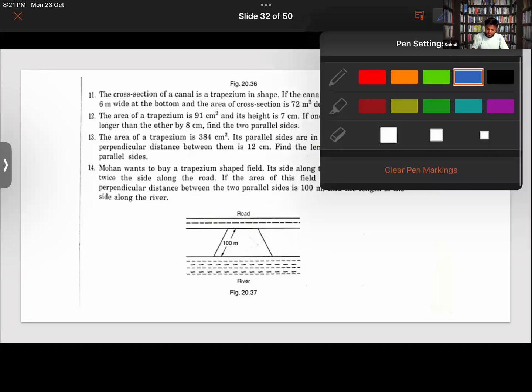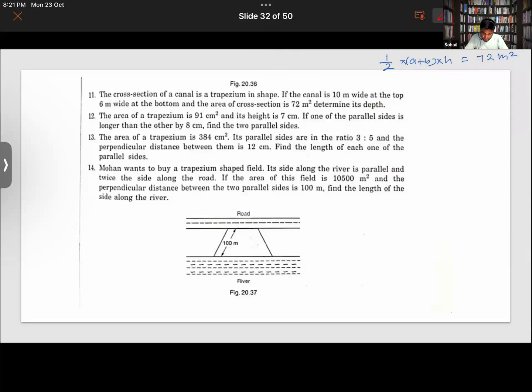Then put in all the values given in the question. The answer is 9 meter for question number 11. So Ahmed, you also look at this: half into (a plus b), so 10 plus 6, that is 16, into h equals 72. Right, so h equals 72 upon 8, that is 9 meter. Very good.